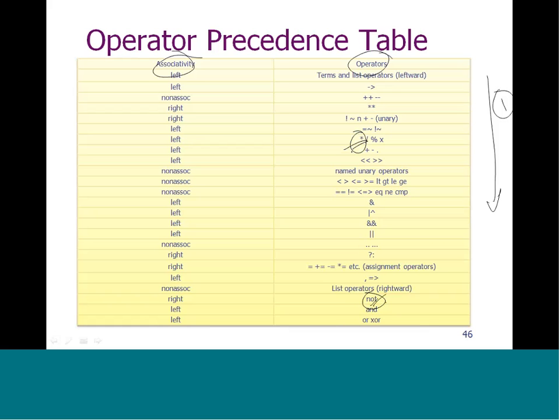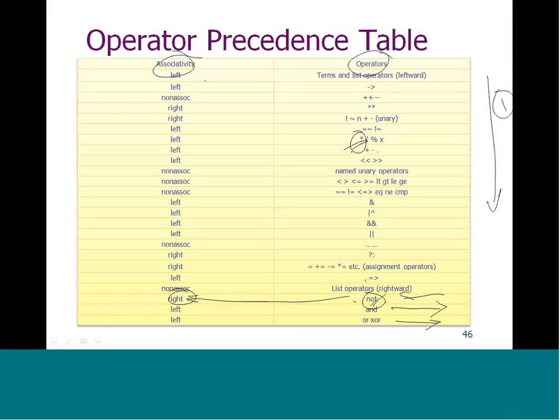But what if there are a couple of nots in the same line? So we go back here and we say that the associativity is from right to left. So you first evaluate the rightmost one. For this one it goes this way, whereas for and it's actually going this way. And then OR and XOR again go left to right.